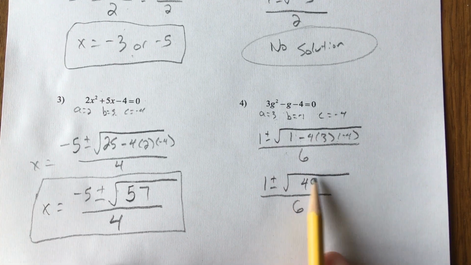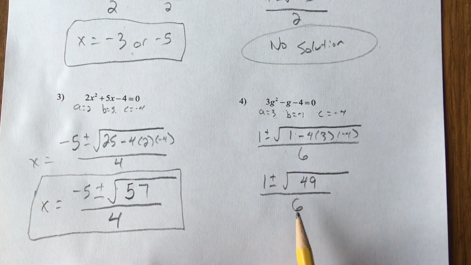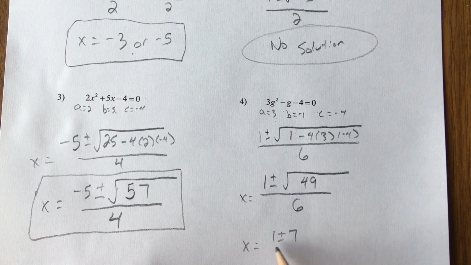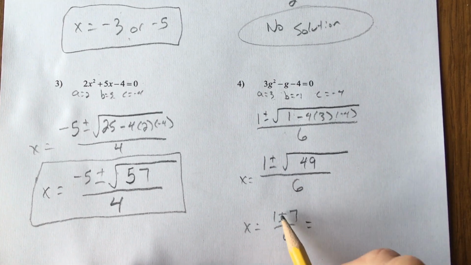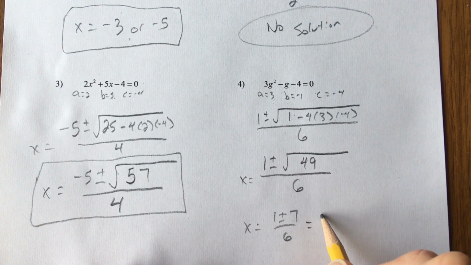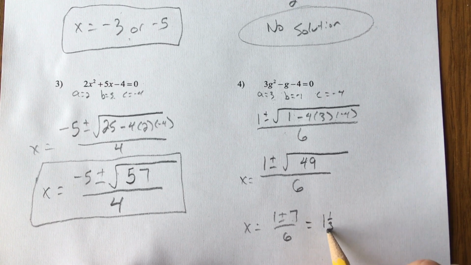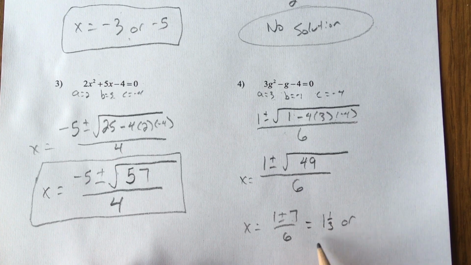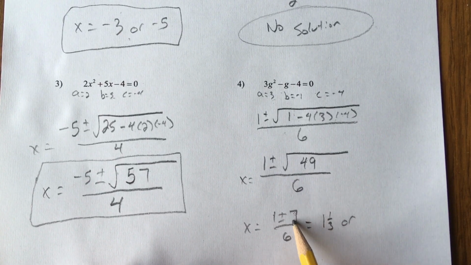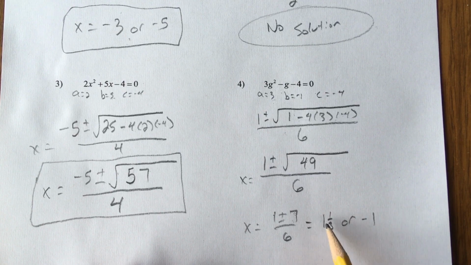Now, again, the square root of 49 is something we can do, so we would ask you to keep going here. Square root of 49 is 7. And so we're going to get 1 plus 7, that's 8. 8 divided by 6 is 8/6, or 4/3, or 1 1/3, or 1.3 repeating. You can really say it any way you want there. 1 minus 7 is -6. -6 divided by 6 is -1.